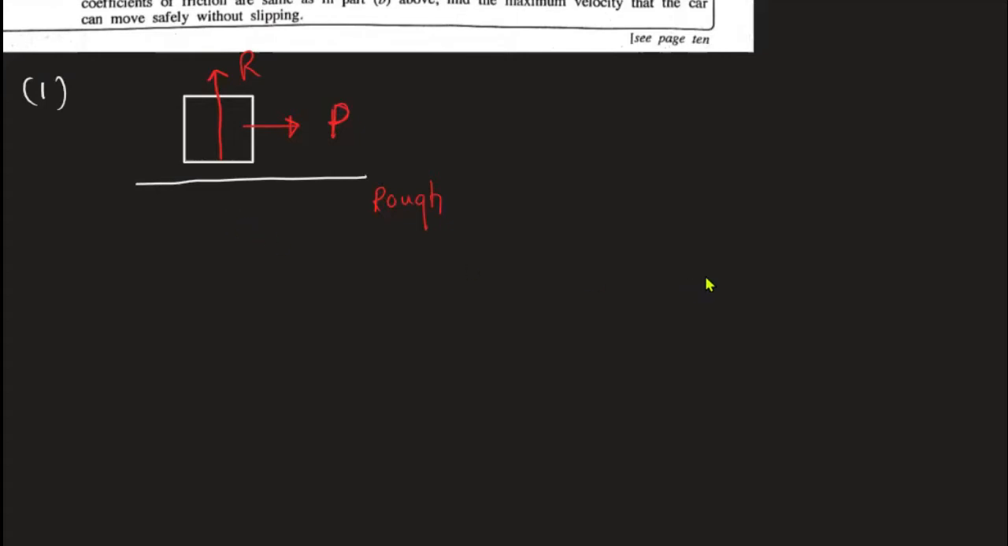Next, the most important thing is, since this is a rough floor, in which direction does the object tend to move? We are trying to move this object in the right direction. When we are increasing the force from zero, will it suddenly move? No, it's not going to move, because since this is a rough floor, there's going to be a frictional force acting in the opposite direction to which we are applying the force P. That is the frictional force F, right?